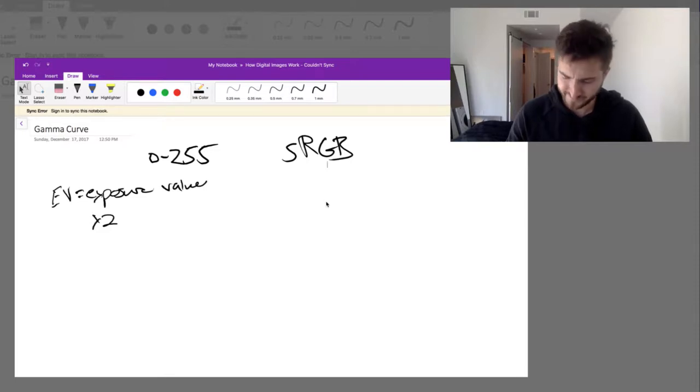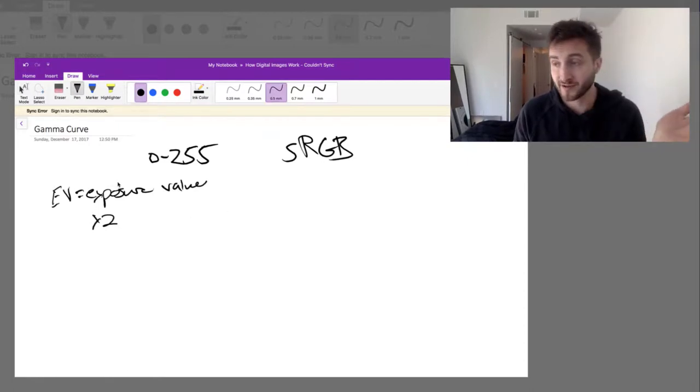All right, gamma curves. If having 0 to 255 levels of exposure wasn't weird enough, it gets weirder. Exposure values, or EVs, are logarithmic. Two EVs is double the light of one EV. And this is the way our eyes and film respond to light.